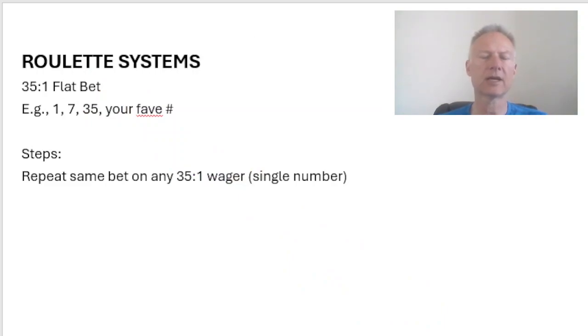Let's look next at a flat betting system where again I'm going to just repeat the same bet amount. That's a flat bet. But now I'm going to increase my volatility. I'm going to put that bet on a single number. It can be 1, it can be 7, it can be your favorite number. That number pays 35-to-1.